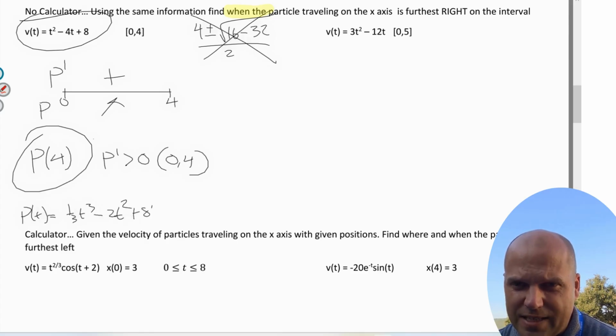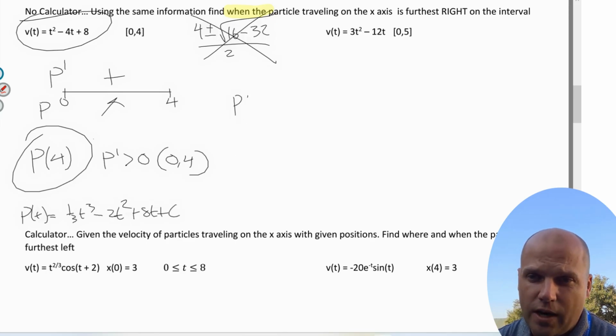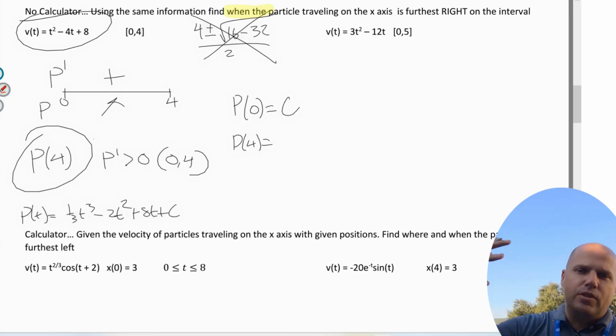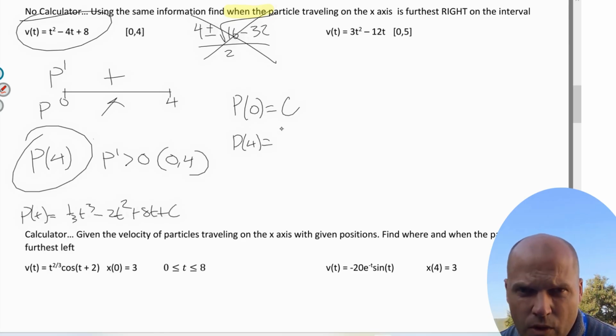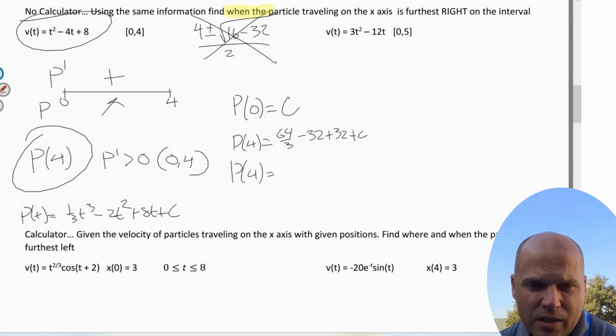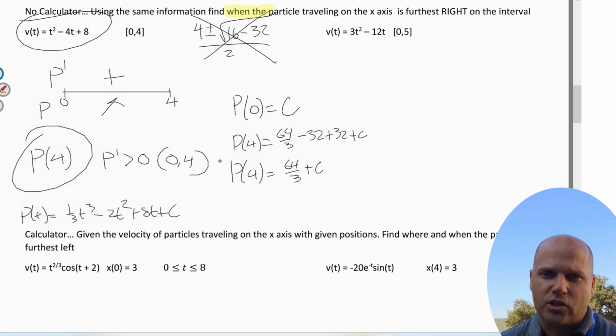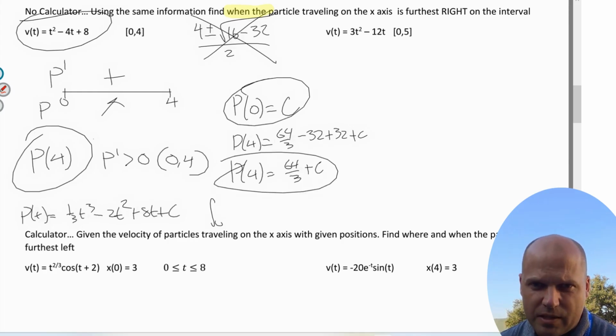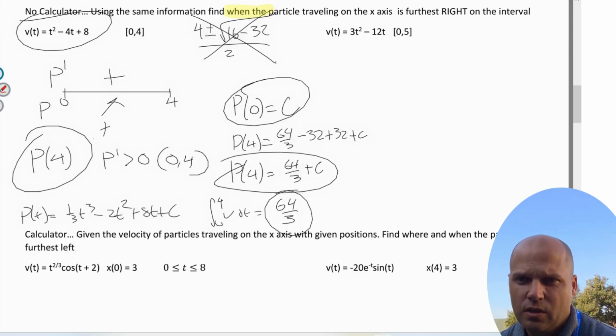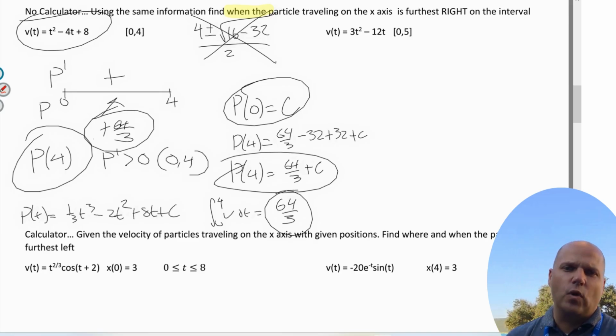2t squared plus 8t plus c. So where do I start? I don't exactly know where I started, but I know I ended this far away from where I started. 64 thirds minus 32 plus 32 plus c. Okay, there you go. I ended 64 thirds away from where I started. My displacement was 64 thirds. Therefore, my winner is P of 4.